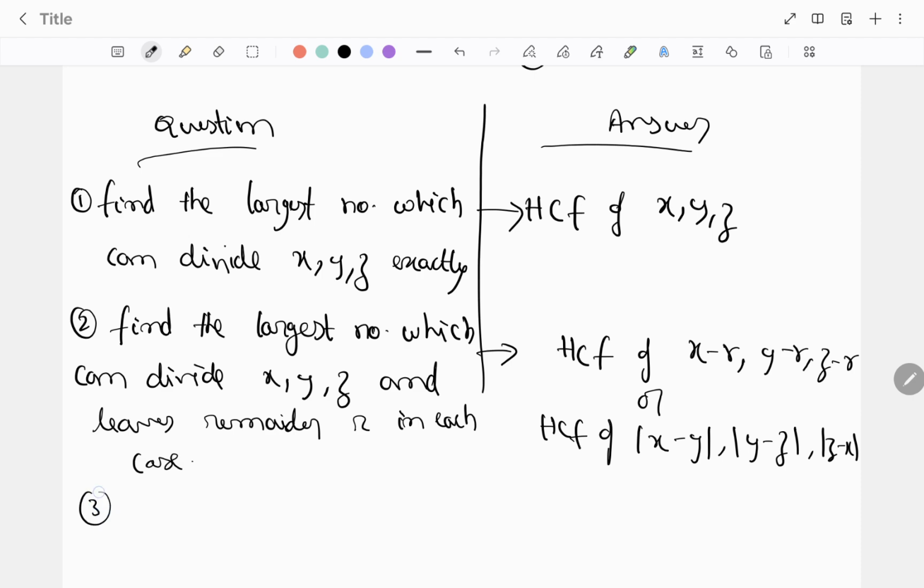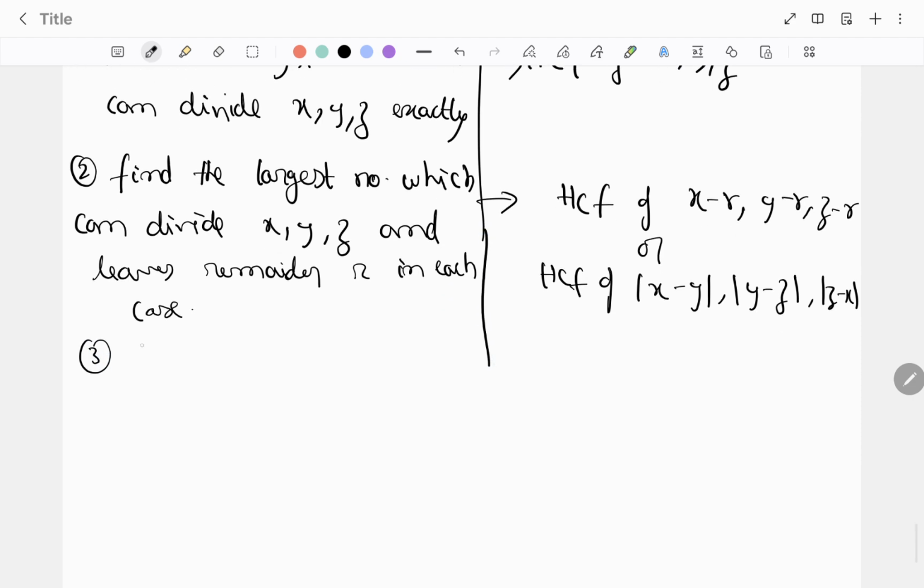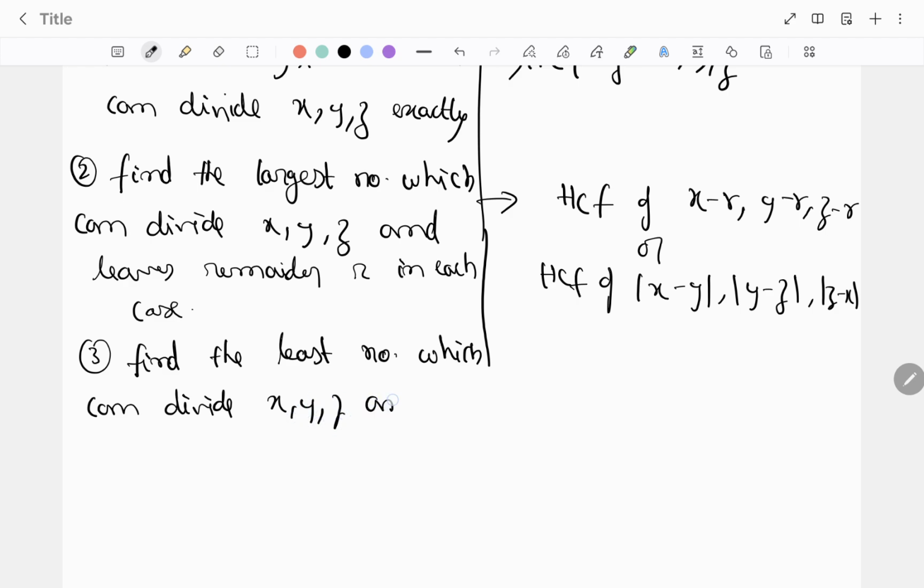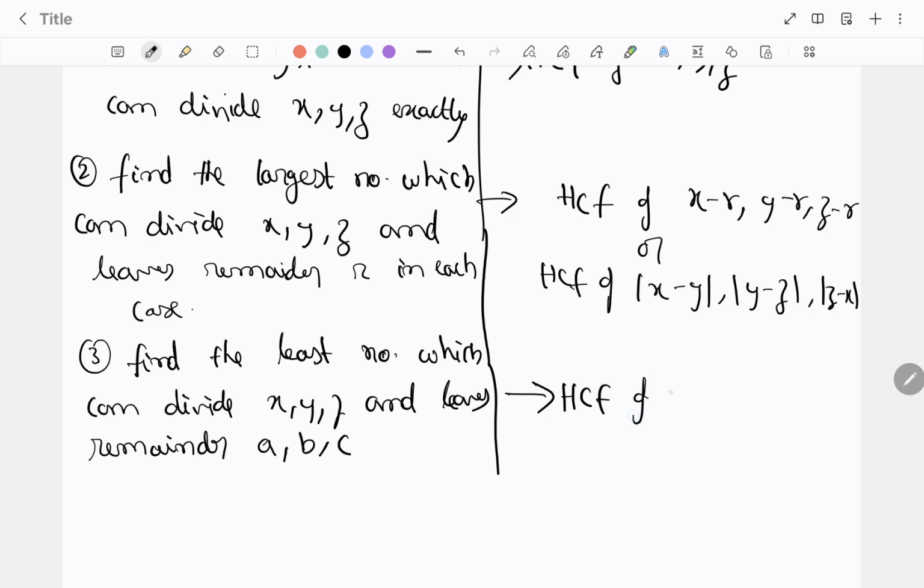Third question: find the least number which can divide x, y, z and leaves remainder a, b, c. The answer must be the HCF of x minus a, y minus b, z minus c.